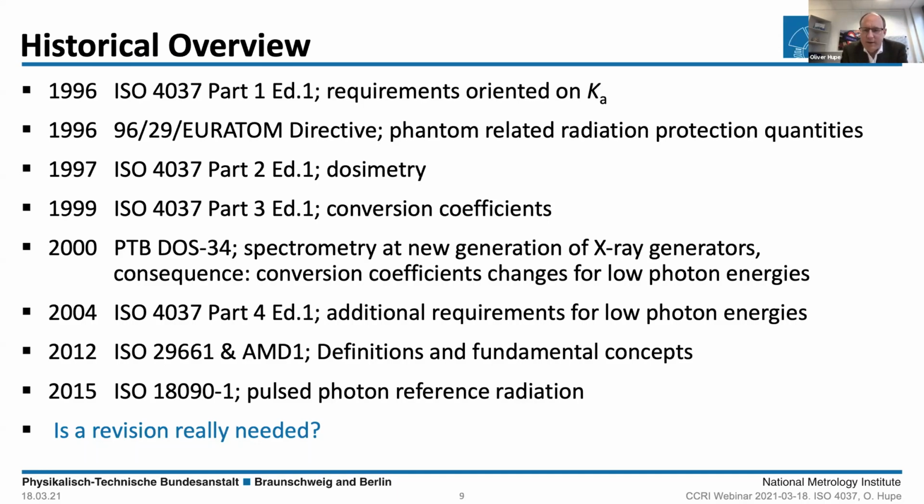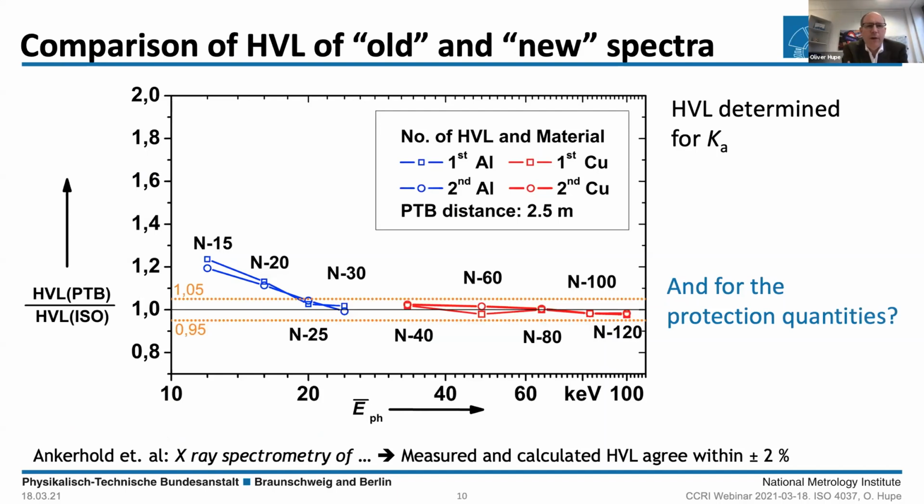And do we really need a revision? If you have a look at the half value layers, which are determined for air kerma with the old generators, so published half value layers in ISO, and compare with the new generators, you will see that at high energies, you don't have a problem, so there is no change. But if you go to the low energy part, you see that below 30 kV, there is a big difference, or the ratio is increasing for the new half value layers. And it's up to 20%, so that makes a problem. That's for air kerma. What happens for the radiation protection quantities?